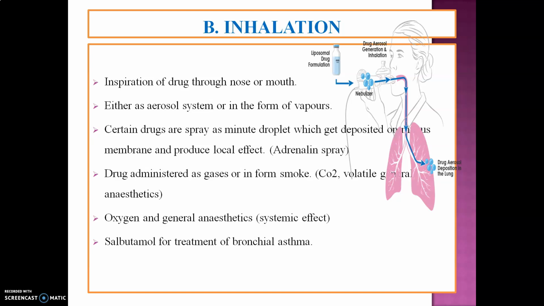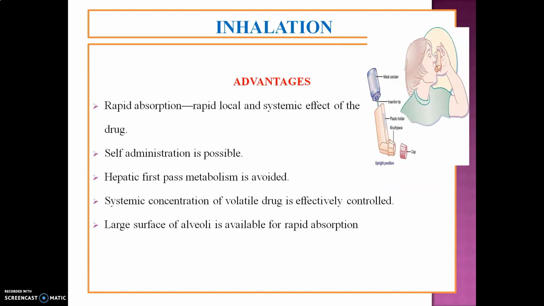By passing through the lung, it goes into your alveoli, and from the alveoli it is exchanged into your blood circulation, and that's why it produces an effect in your body. So these are some advantages. It provides rapid absorption. Because of rapid absorption, it provides a rapid local and systemic effect of your drug, and this is possible because of the large surface area of the alveoli available for rapid absorption of the drug.